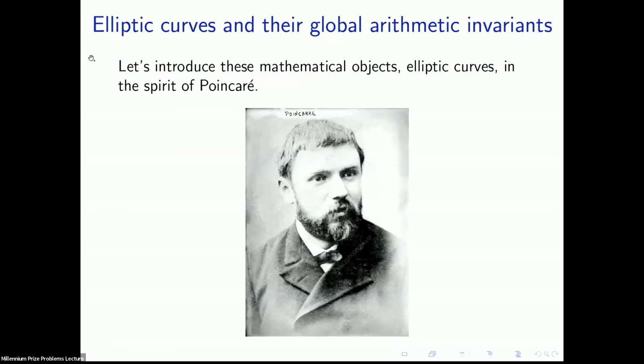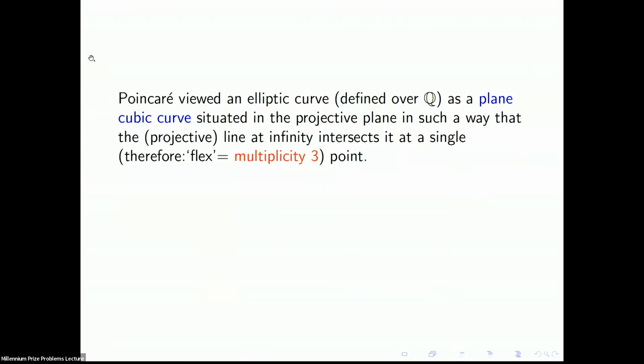Elliptic curves and their global arithmetic invariants. And I want to do it in, as I say, in the spirit of Poincare, and take a look at that picture. He's thinking of something. Okay. He viewed an elliptic curve as a plane cubic curve. He never says defined over Q in the paper, but anyway, as a plane cubic curve situated in the projective plane in such a way that the line at infinity intersects it at a single point, therefore a flex point, point of multiplicity 3. To put it another way, if you ignore the line at infinity, that is, say, take it as an affine plane curve, you're missing only one point, the point at infinity.